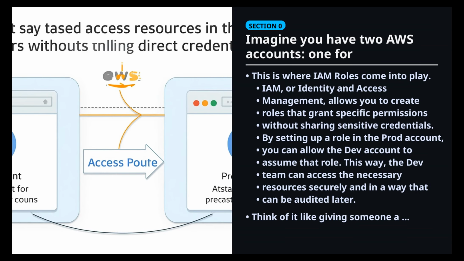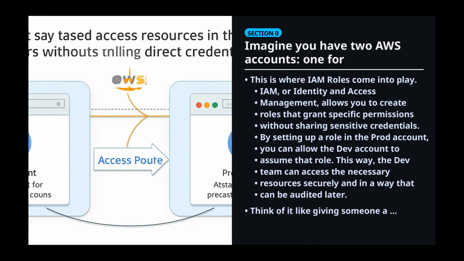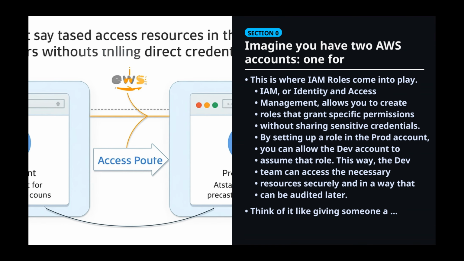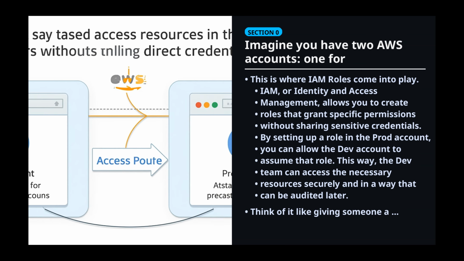This is where IAM roles come into play. IAM, or Identity and Access Management, allows you to create roles that grant specific permissions without sharing sensitive credentials. By setting up a role in the prod account, you can allow the dev account to assume that role. This way, the dev team can access the necessary resources securely and in a way that can be audited later.